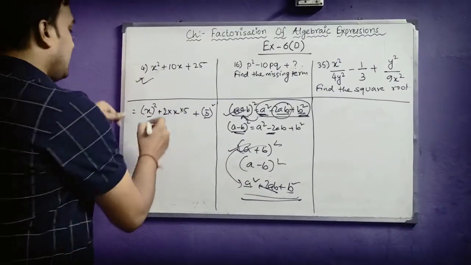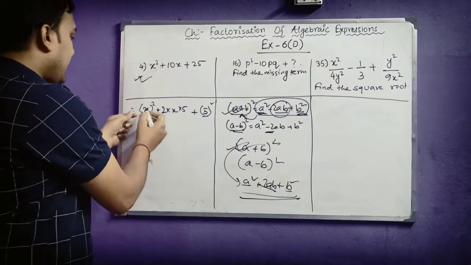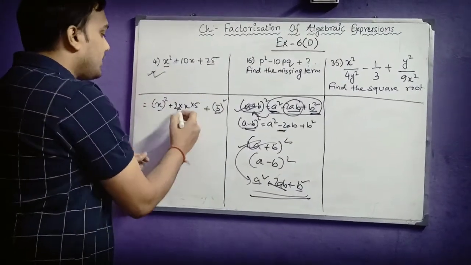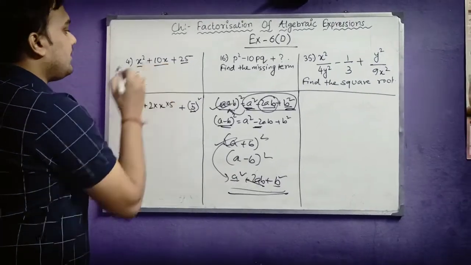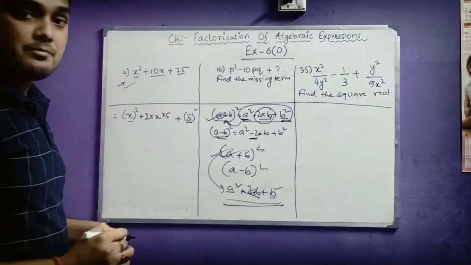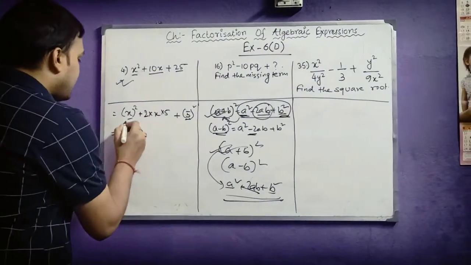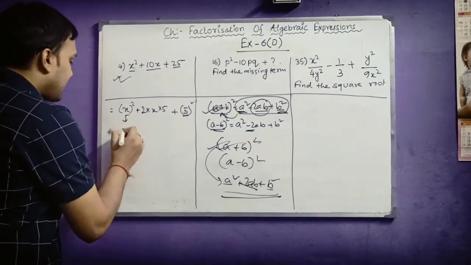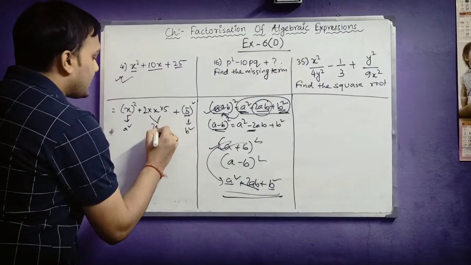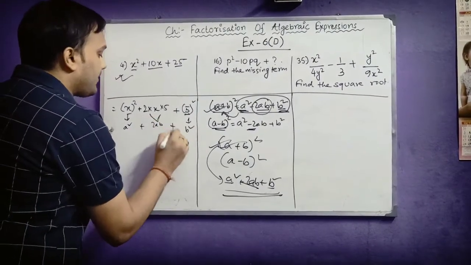Now just cross check it. If you cross check, you will see that x square is there already. Then 5 square means 25, it's also there. And 2 into x into 5 is equal to 10x. That means both expressions are same. So here you can see this will be acting as a square, this will be acting as b square, and this will be acting as 2ab, and there are all positive signs in between.